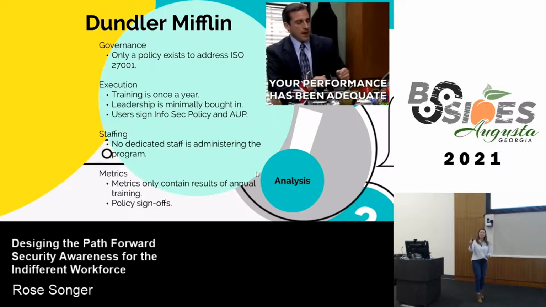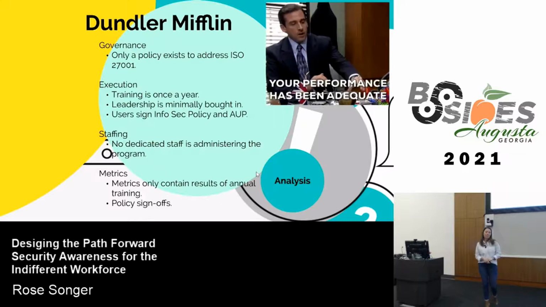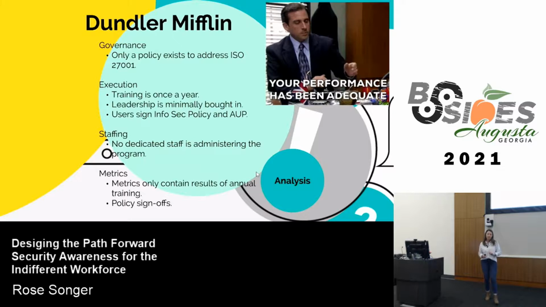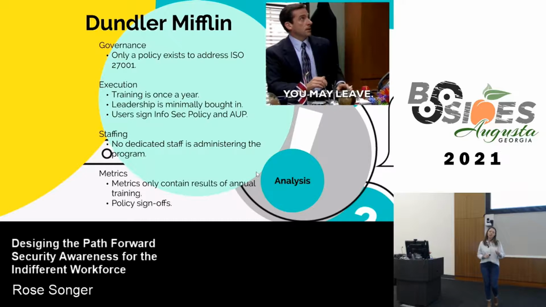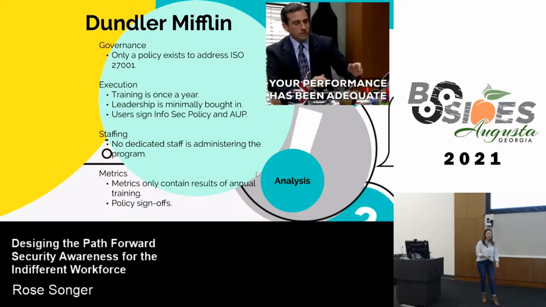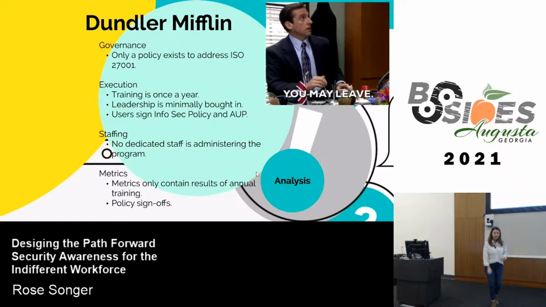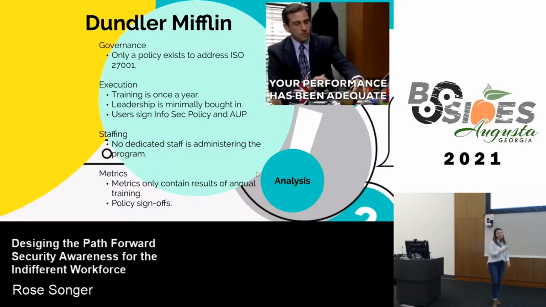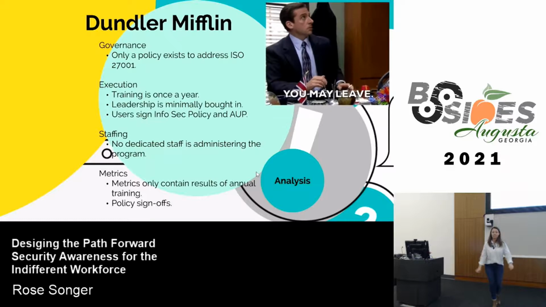All right. So Dunder Mifflin with Michael Scott. They have governance, but a policy only addresses their ISO 27001 requirements. They have execution, trainings once a year. That's all they do. Leadership is minimally bought in, so Michael's like, yeah, you just do the thing. I don't know what you're talking about, but yeah, go ahead and do it. Users sign an information security policy and an acceptable use policy, so you have them doing that. You have no dedicated staff, and your only metrics are the results of the annual training and maybe the policy sign-offs.